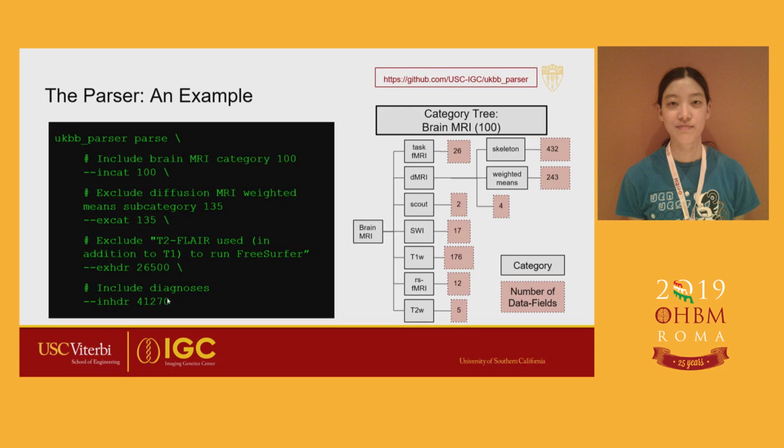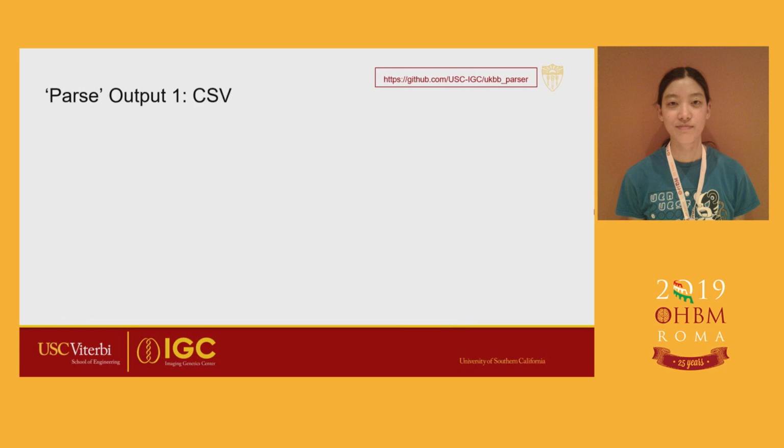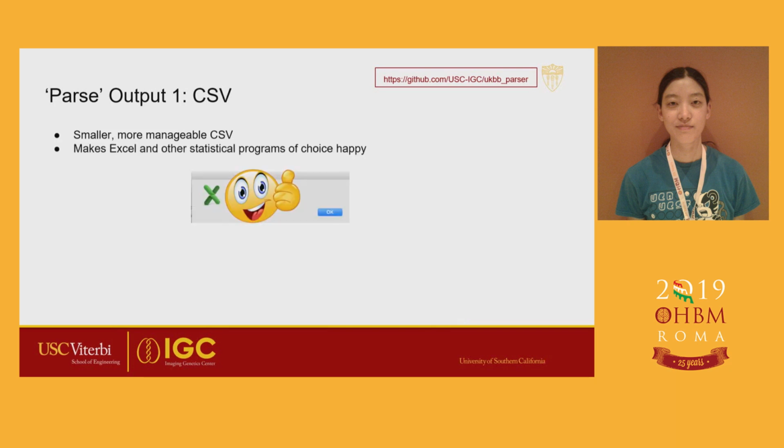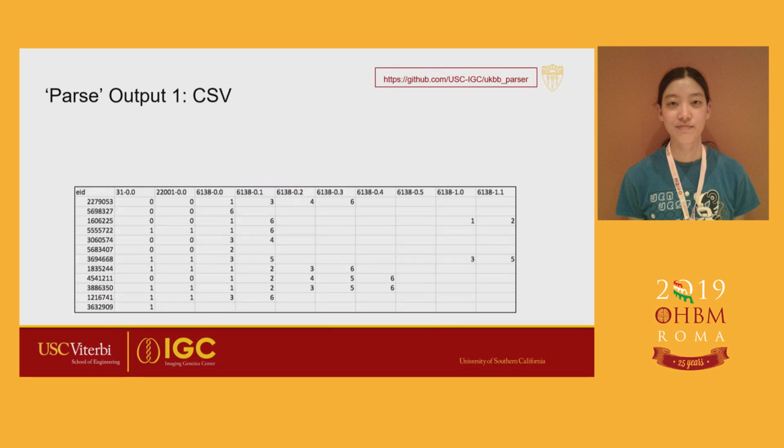rather than categories. So excluding 26500 will take out whether or not FLAIR was used to run FreeSurfer, and including 41270 will give me all of the ICD-10 conditions. So it'll give me a much smaller CSV, which hopefully will make Excel and other statistical programs of your choice happy, like SPSS or JMP. But it's still going to look something like this.